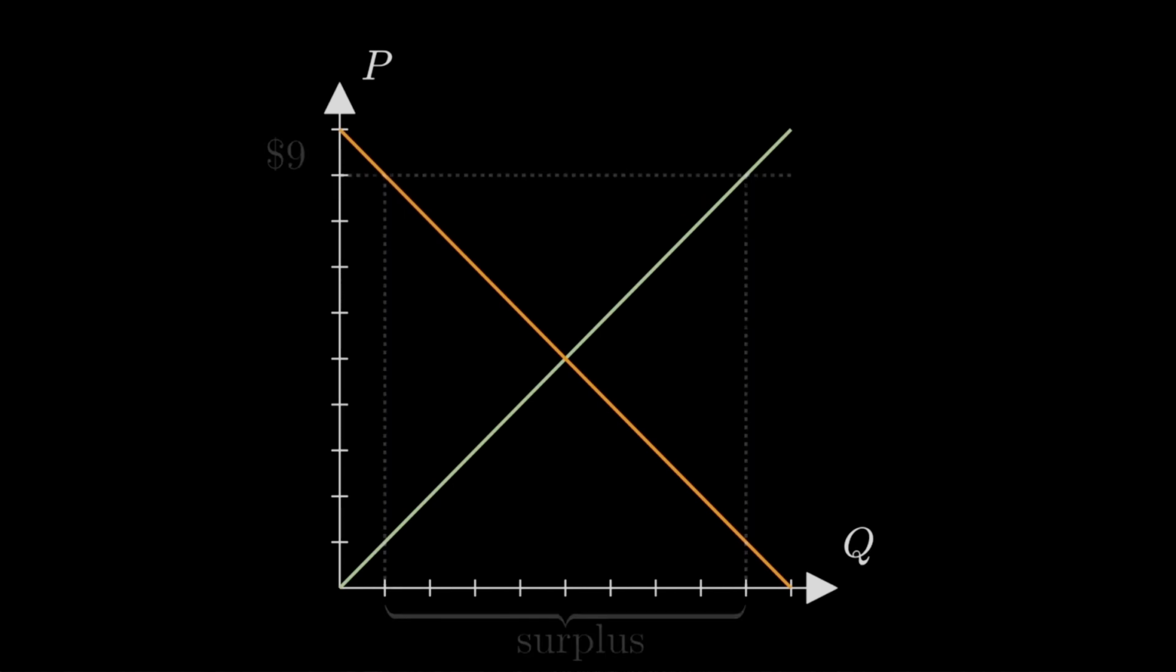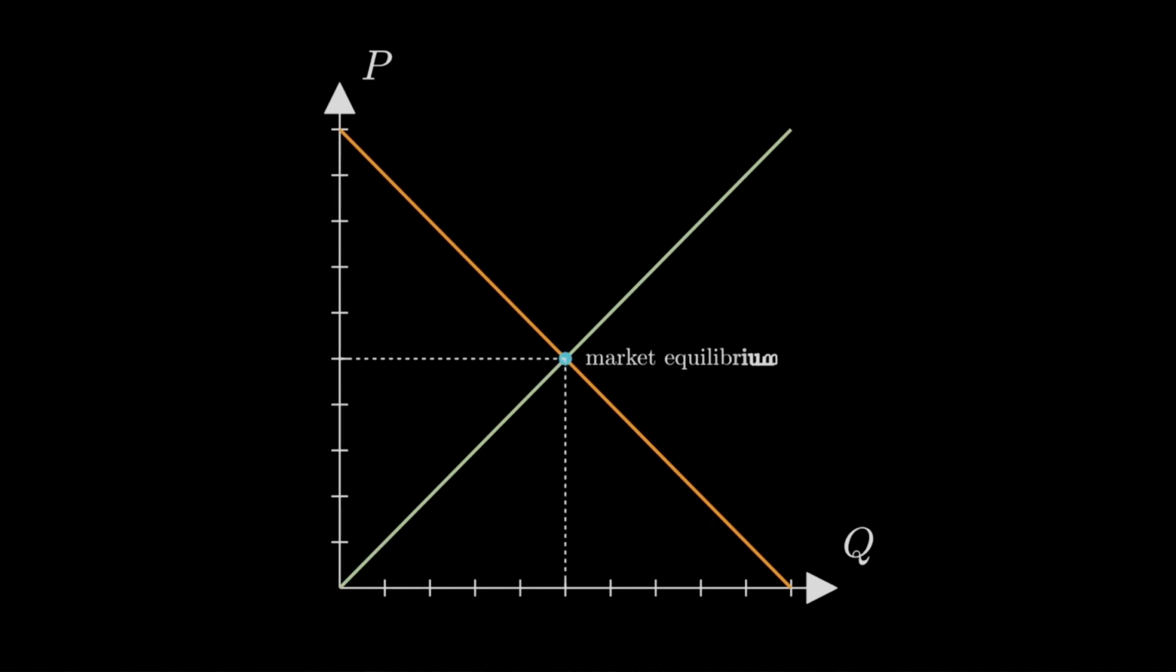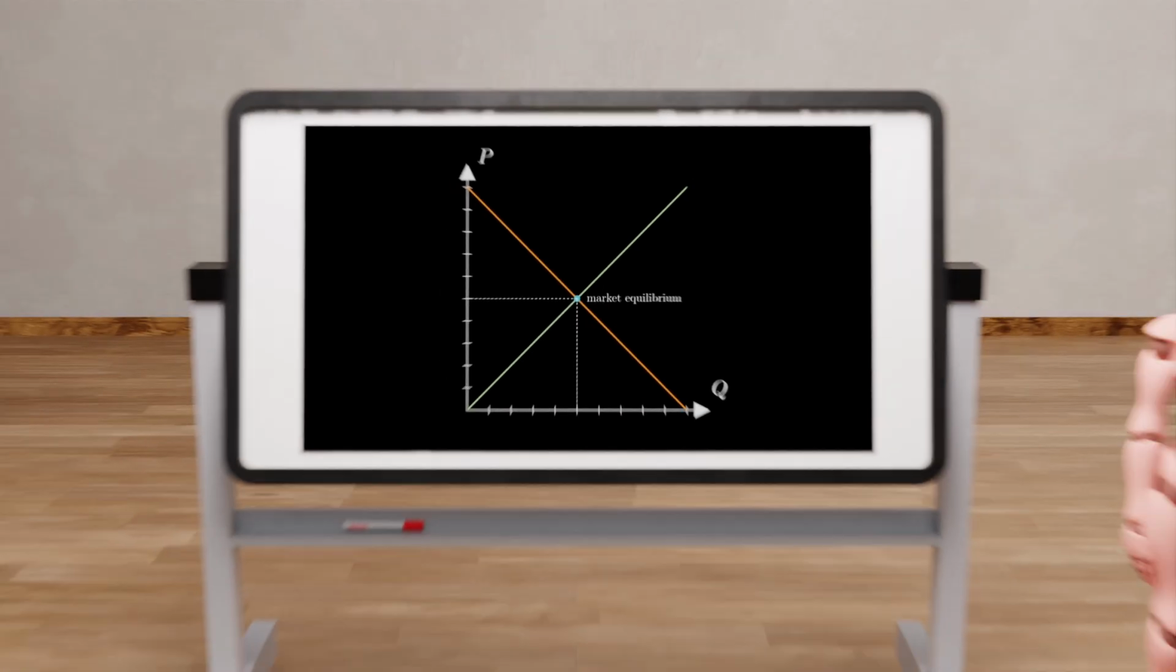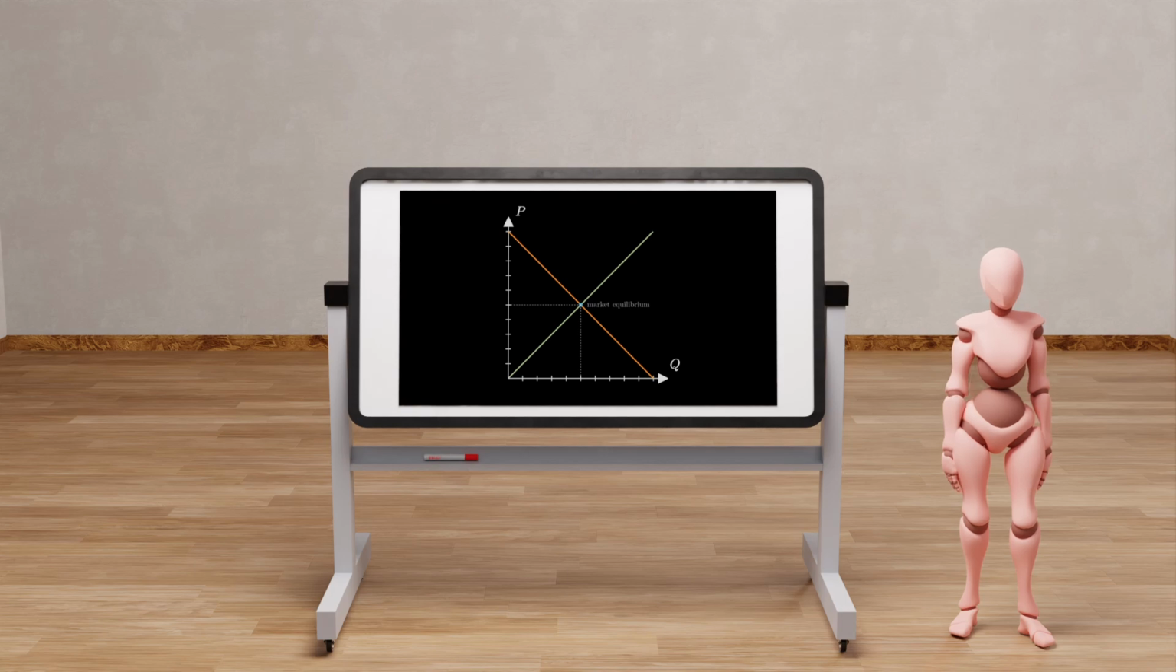The quote-unquote Goldilocks point, where the supply is equal to the demand, is known as the equilibrium price and the equilibrium quantity. This is where both graphs intersect. Usually, however, prices aren't static. They change all the time.